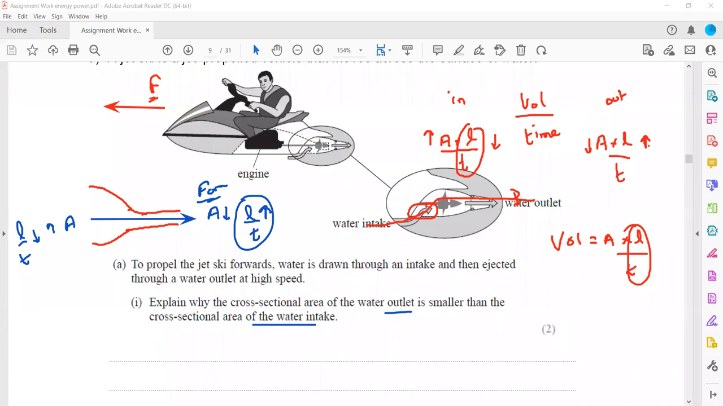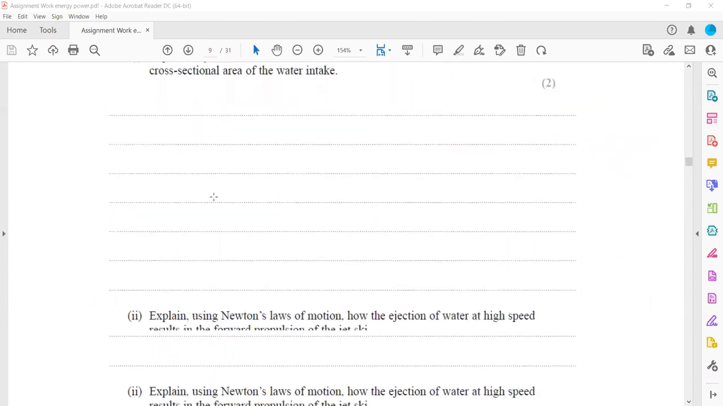So the answer here: explain why the cross-sectional area of water intake and outlet should be different. As the same amount of water enters and leaves, the one which has a small area will have a greater flow of water, or greater velocity at which the water leaves. So it means there will be a greater change in speed. As a result, there will be greater force, so it can easily propel this jet ski.